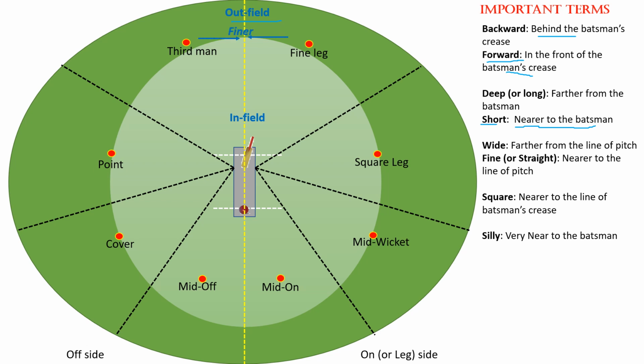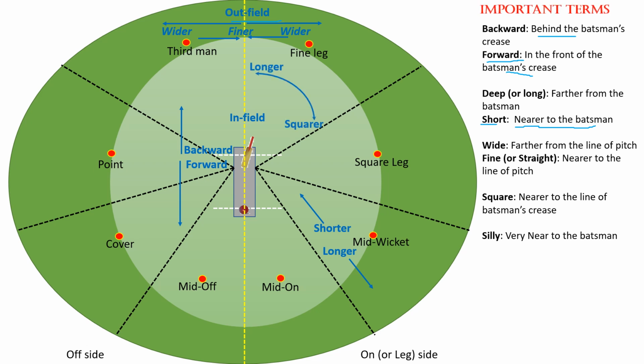If a fielder moves towards the line of pitch, that is the yellow line, then it is called finer, that is the position becomes more fine. But if we move away from this line of pitch, this is called a wider movement or moving wide. Similarly, the batsman's crease is shown by the white color here. If the fielder moves behind, that is backward, then this is called a backward movement, and if the fielder moves forward from the batsman's crease, it is called a forward movement. Similarly, if the fielder moves towards the pitch, it is shorter. If the fielder moves away from the pitch towards the boundary, it is called longer or a long position.